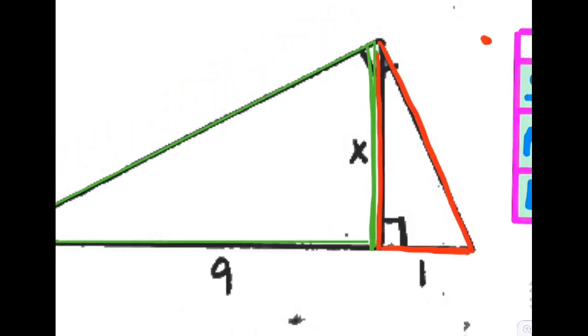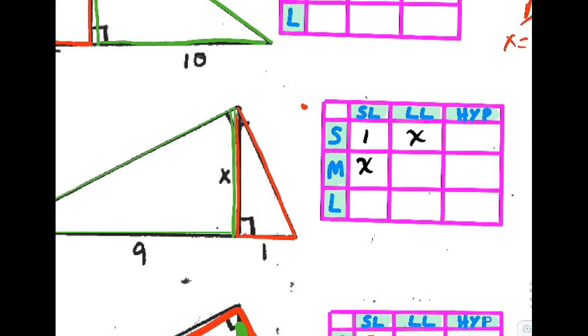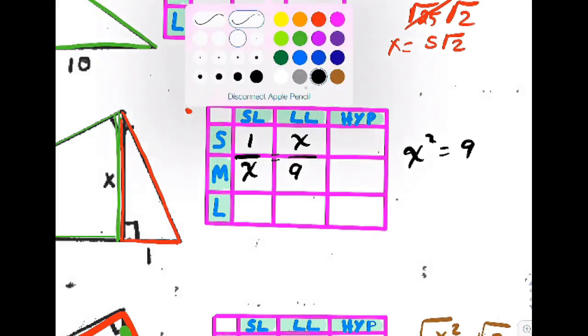Next one, number 5. Little skinny one on the side here. We have a little tiny small one, the red one on the right, which has a short leg of 1 and a long leg of x. And the sideways medium one has a short leg of x and a long leg of 9. So x squared equals 9. 9 is a perfect square. And we all know that the square root of 9... Right, I know, that one was easy. x equals 3.